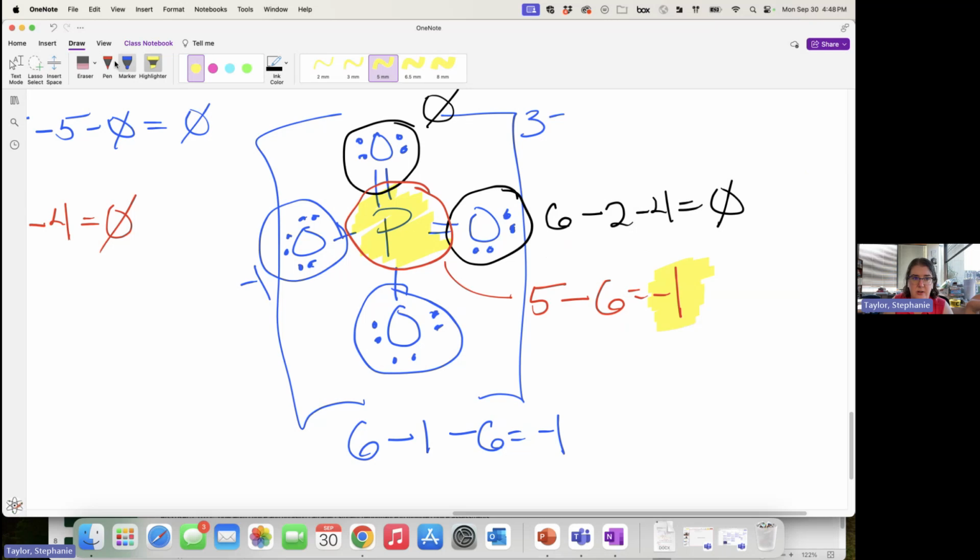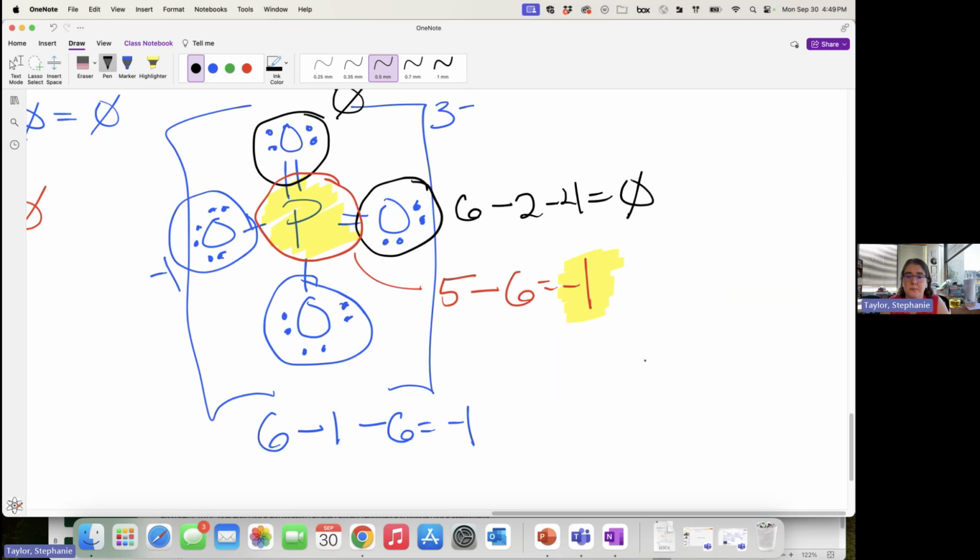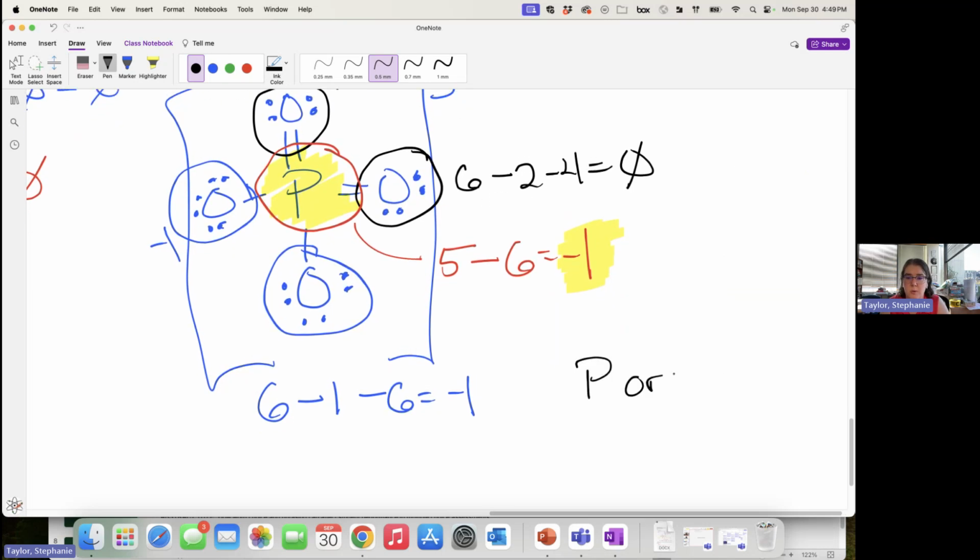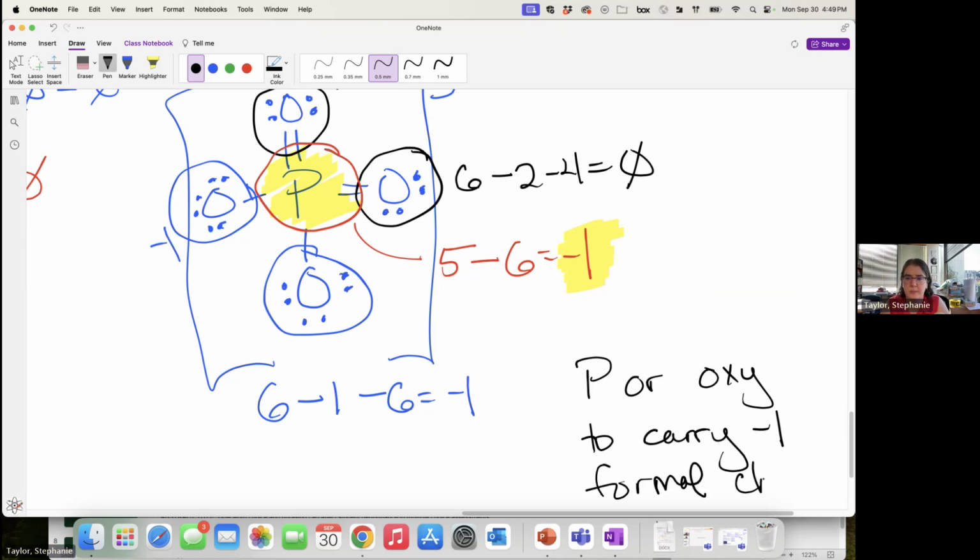So now we have to ask ourselves a question, which is more likely and which is more stable, for basically phosphorus or oxygen to carry a -1 formal charge. Which one's better? Because that's the difference between the 2 structures. The actual number of the formal charge is the same, it's -1. We've got a couple of those roaming around the molecule, but which one's more likely?